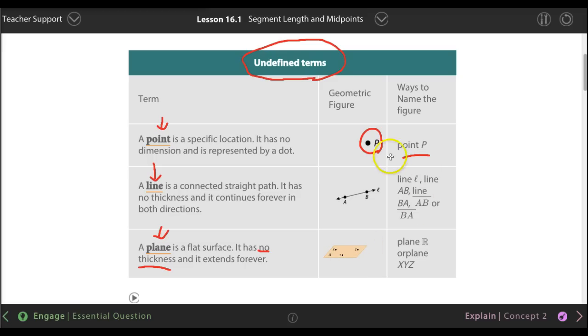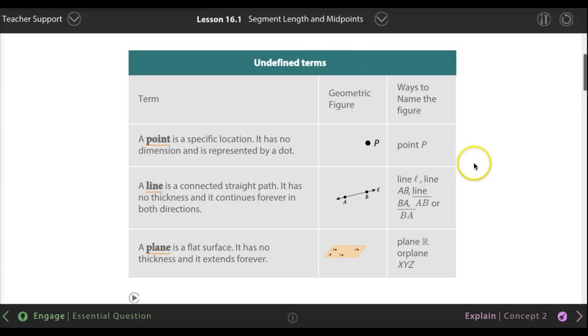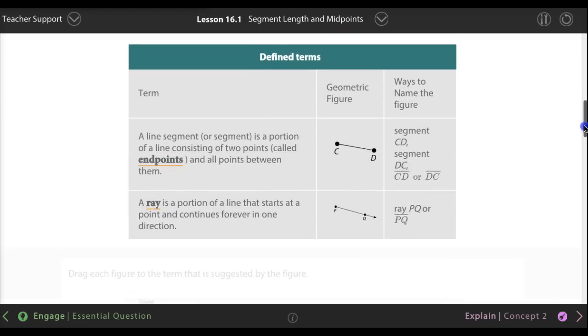And this is how you write it. If you want to write point P, you write it like that. Line L, it has to be italicized. Plane R, it is a capital R, as you can see over here. Or plane XYZ, you have to pick 3 points in the same plane. And so these are kind of important, right? On the test, some of the questions you would see would be, what are some of the undefined terms and what are some of the defined terms, okay? So I know it sounds really silly, but that is what it is.